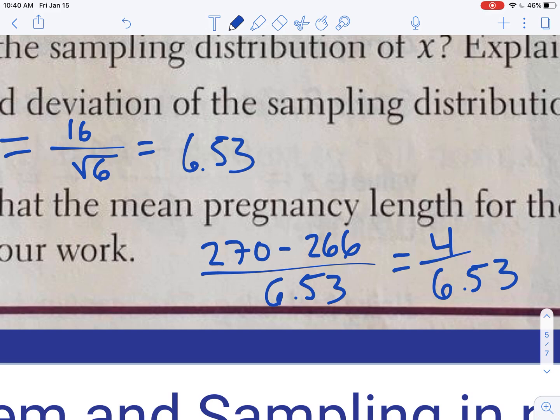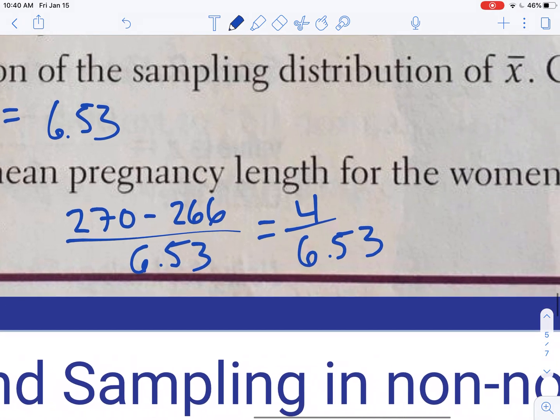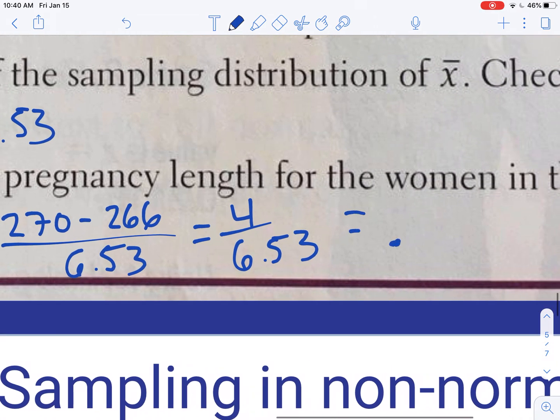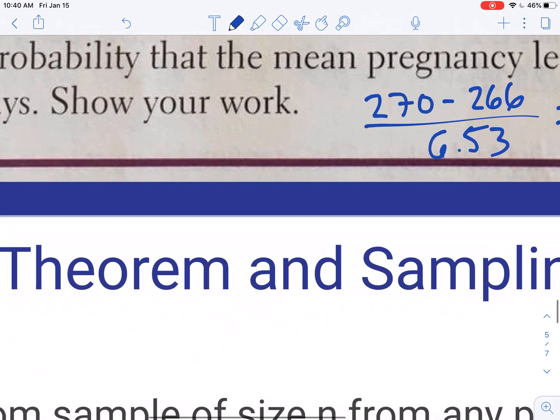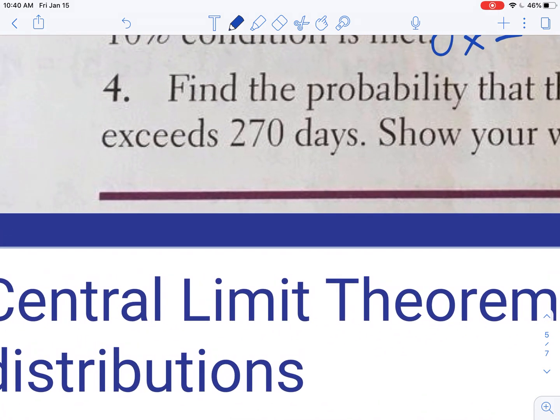So our z-score is now 0.61, which means that our proportion is 0.7257. But again, this describes the left side. This is everyone with pregnancy mean lengths of 270 days or less. That's represented over here. So that means if we want exceeding that, we have to do 1 minus 0.7257.